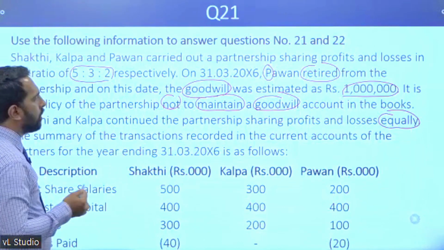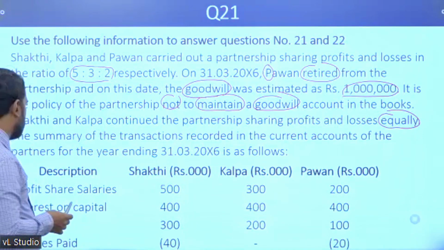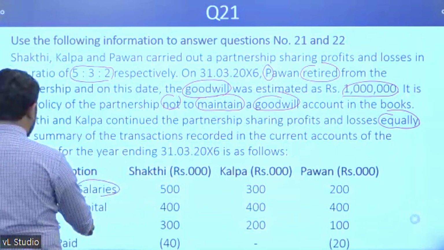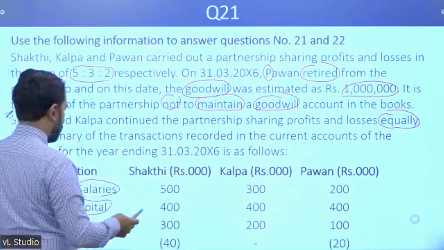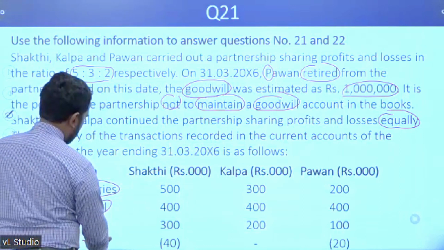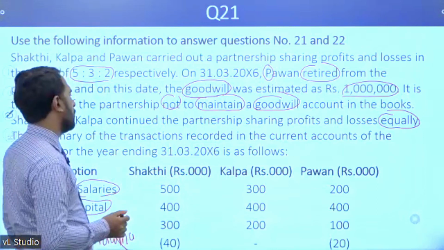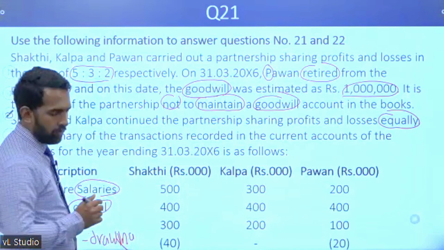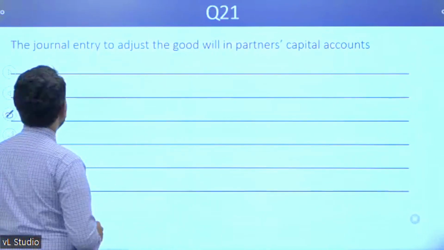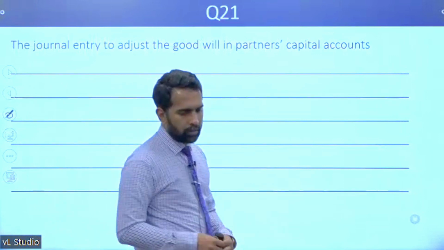The summary of the transactions recorded in the current accounts of the partnership for the year ending 31st of March 2016 is as follows. We have the profit share, the salary: 500, 300 and 200. Interest on capital: 400, 400, 400. Drawings: 300, 200 and 100. Then we have the salaries paid, which is also part of a drawing, which is rupees 40 and 22 for Pawan and Shakti. Right. Those are the information given to us. Then the next part of the question: you are supposed to write the journal entry to adjust the goodwill in the partners' capital accounts.